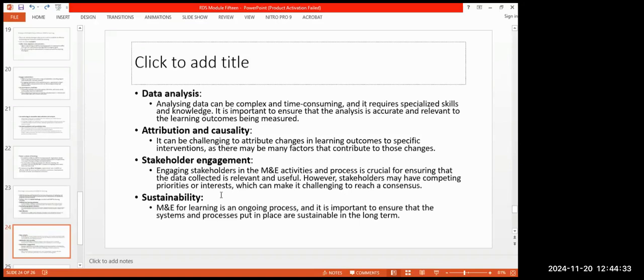You see, when you are running a program and you run short of resources, you might think that some programs need to be probably scaled down or even scrapped. Unfortunately, some people think that's M&E, and that I think creates more problems. So sustainability is also a challenge for most programs.